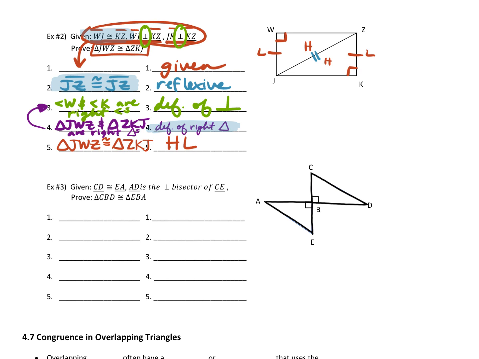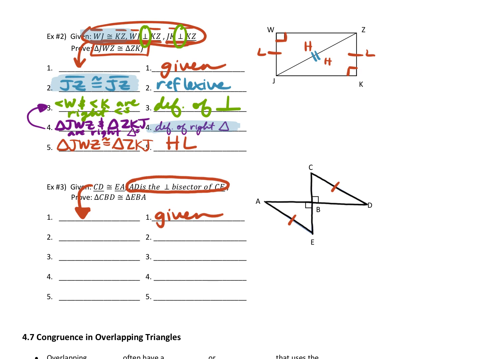Anyone think they've got it? Feeling confident? What'd you do for step 1? Given. So all of this stuff right here, because it's been given. And then mark what you know, right? CD congruent to EA. And then it says AD is the perpendicular bisector of CE.